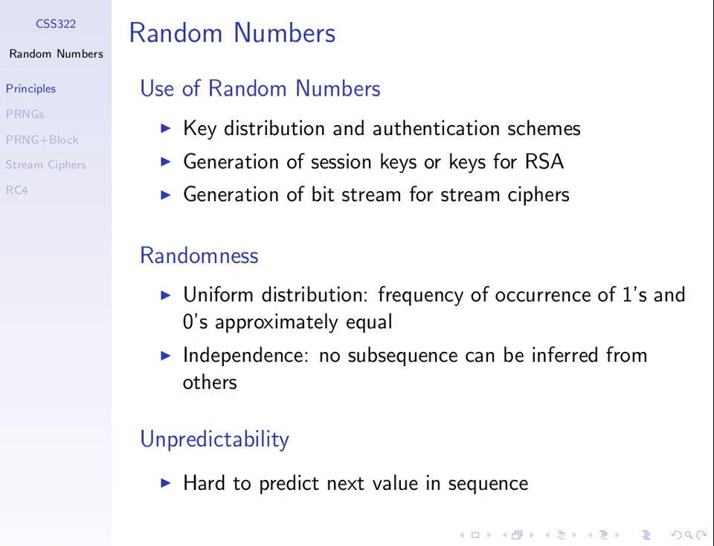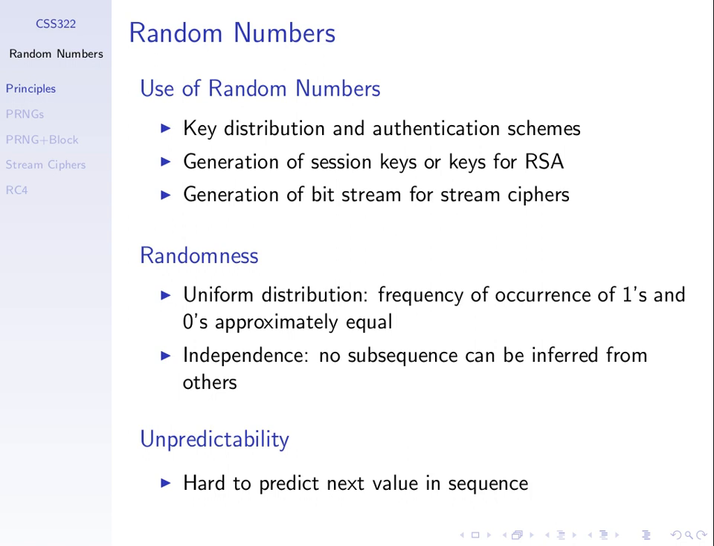Not just in the entire sequence, but in any subsequence as well. And we expect independence of those numbers. If we have a sequence of bits, one bit doesn't depend upon the previous bit, or one subsequence of bits doesn't depend upon the previous subsequence. So they should be independent of each other.